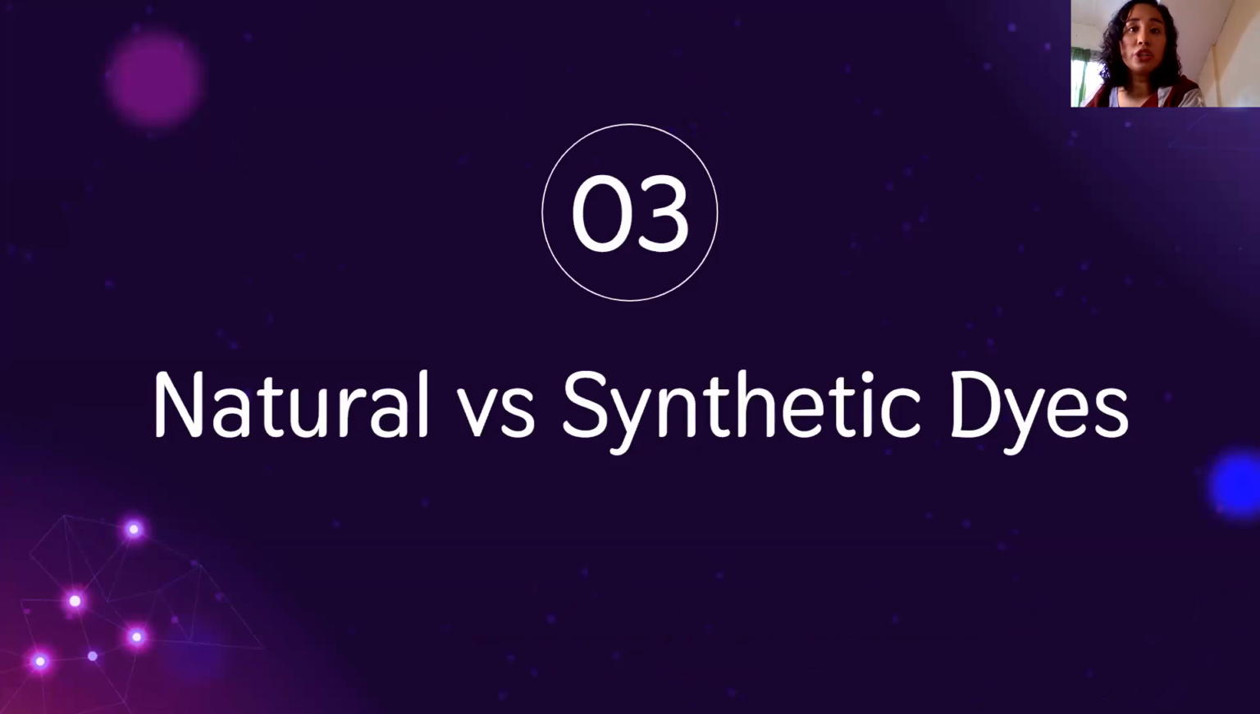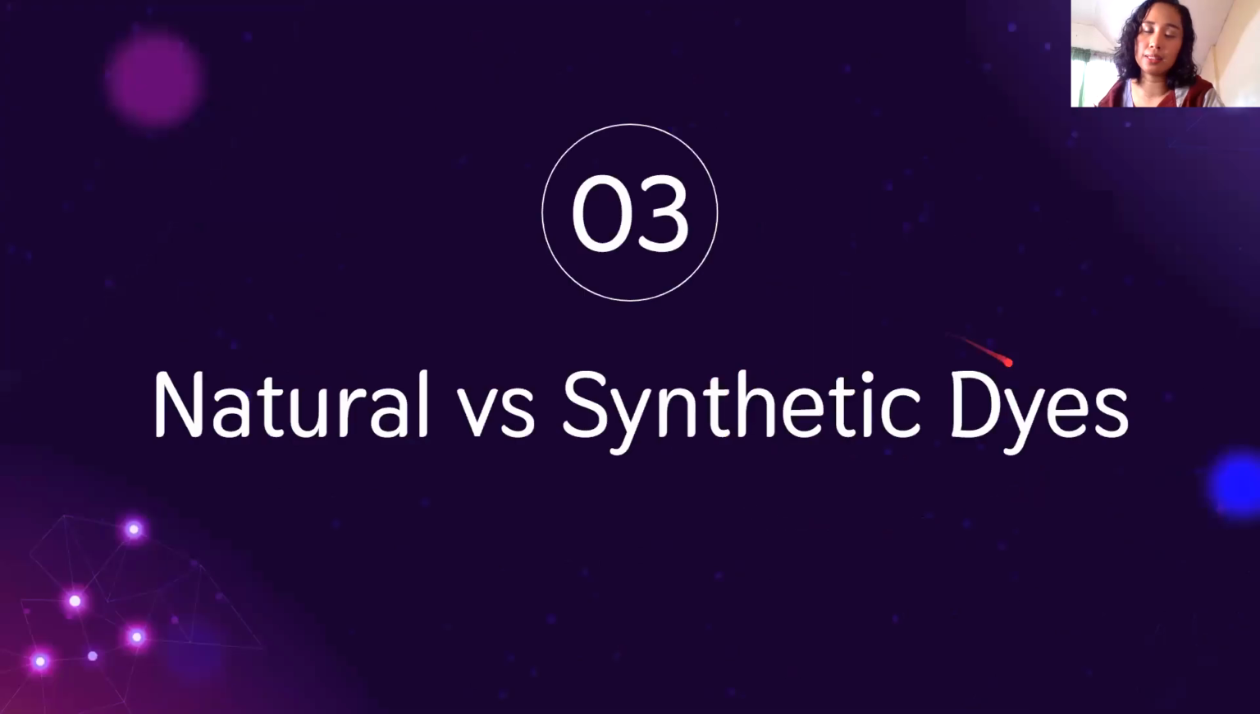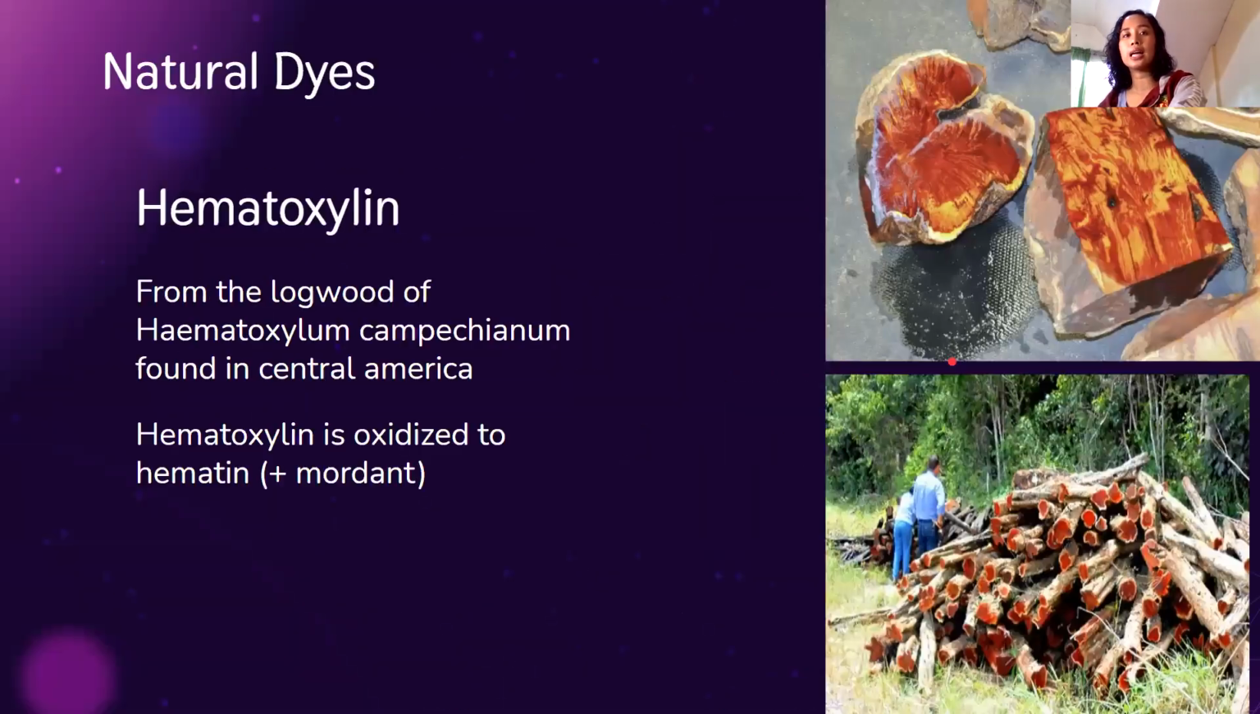So let's talk about your natural and synthetic dyes. So we have two types. Natural dyes came from natural sources: Hematoxylin, Cochineal, and Eosin. And we have synthetic dyes. Pag-aralan natin saan sila galing. So interesting to. Okay.